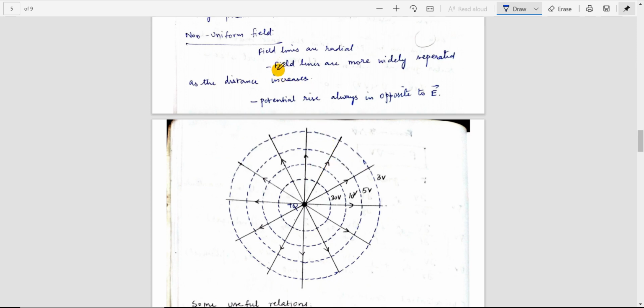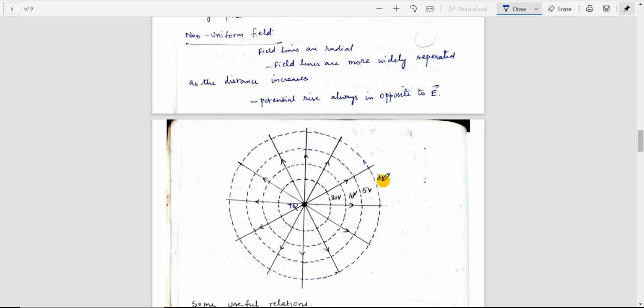So that is the meaning of this line. The field lines are more widely separated as the distance increases. The potential rise is also opposite to the E vector. So here you can see the E vectors are going to be non-uniform in nature. If it is non-uniform in nature, then you can see the potential difference.